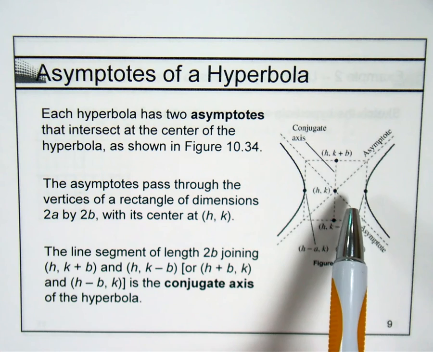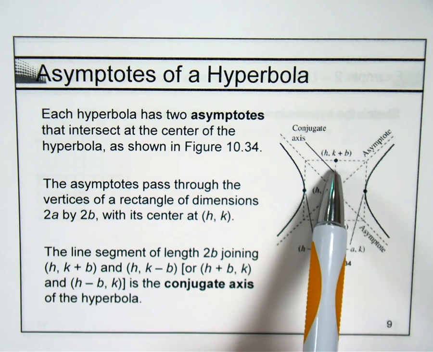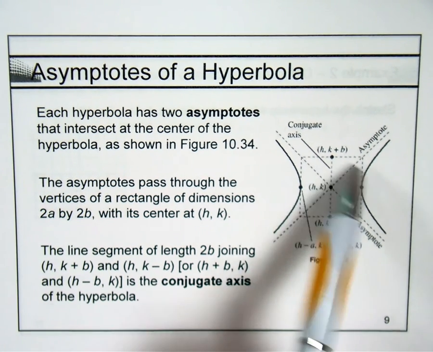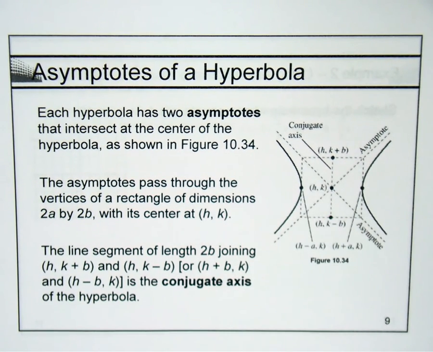I know that was a big emphasis in Algebra 2, is to put that B up there, draw the box, and then your asymptotes were the diagonals. You can still do that. The line segment of length 2b is your conjugate axis for the hyperbola.